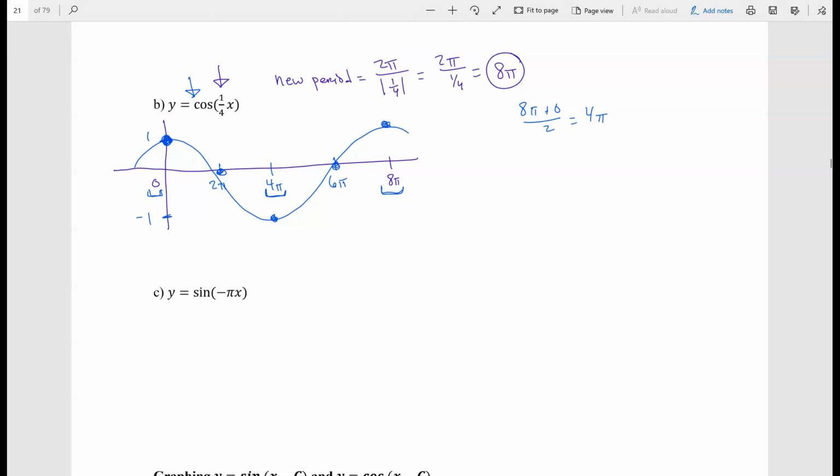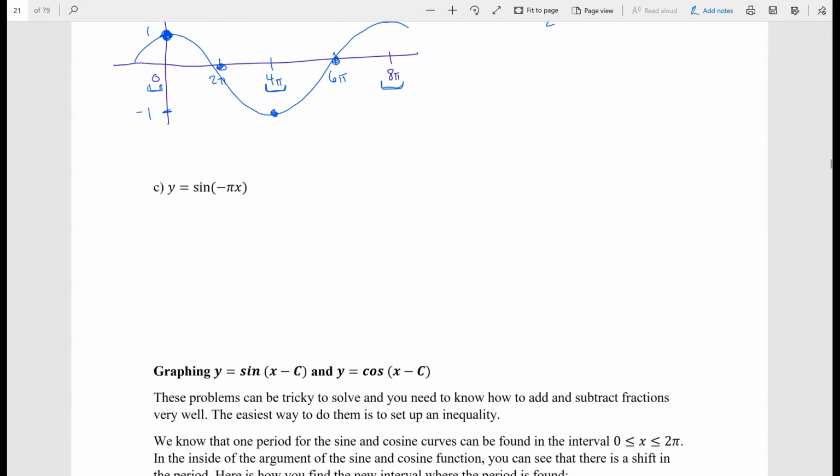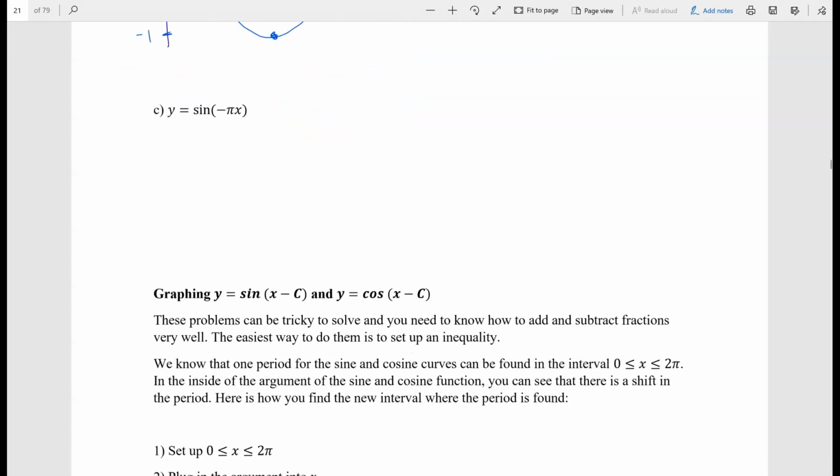Okay. And now let's go to the next one. y equals sine of -pi x. Okay, so notice that you have a -pi there, so we're going to find the new period. The new period is going to be 2 pi divided by the absolute value of b. So 2 pi divided by the absolute value of -pi. The absolute value of -pi is going to be +pi. So this is going to be equal to 2. That means one period is going to be every 2 units.